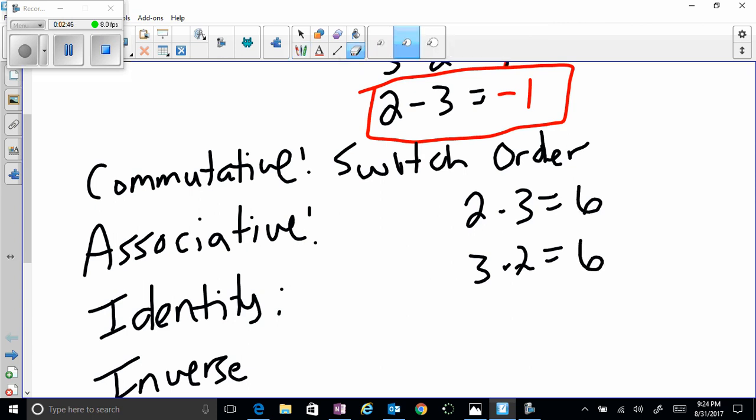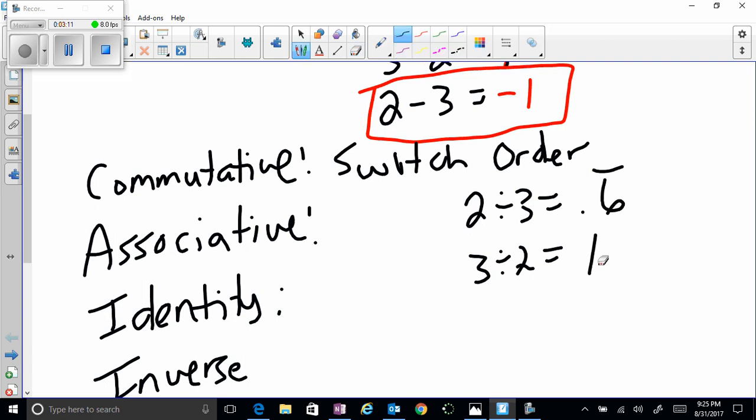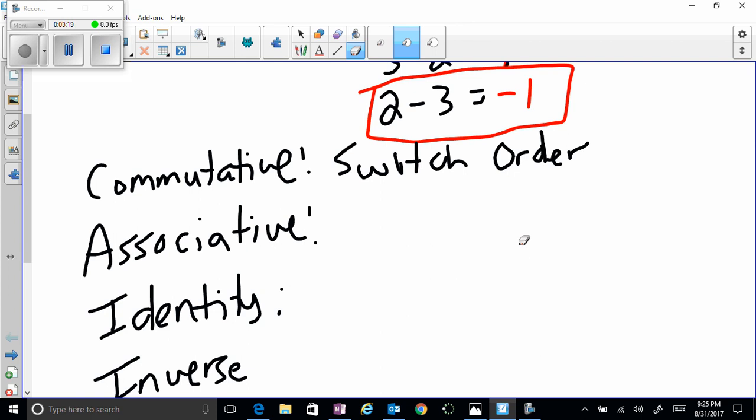But as soon as I switch that to be subtraction, okay, well then you're going to get -1 and +1, which are obviously not the same. So therefore the commutative property would not work for subtraction. Same thing if I made these division symbols. And again, if I switch those orders, I'm going to get two different numbers, as that's 0.6 repeating, and then that's 1.5. Okay, so commutative property only works for addition and multiplication, and that means switch the order.